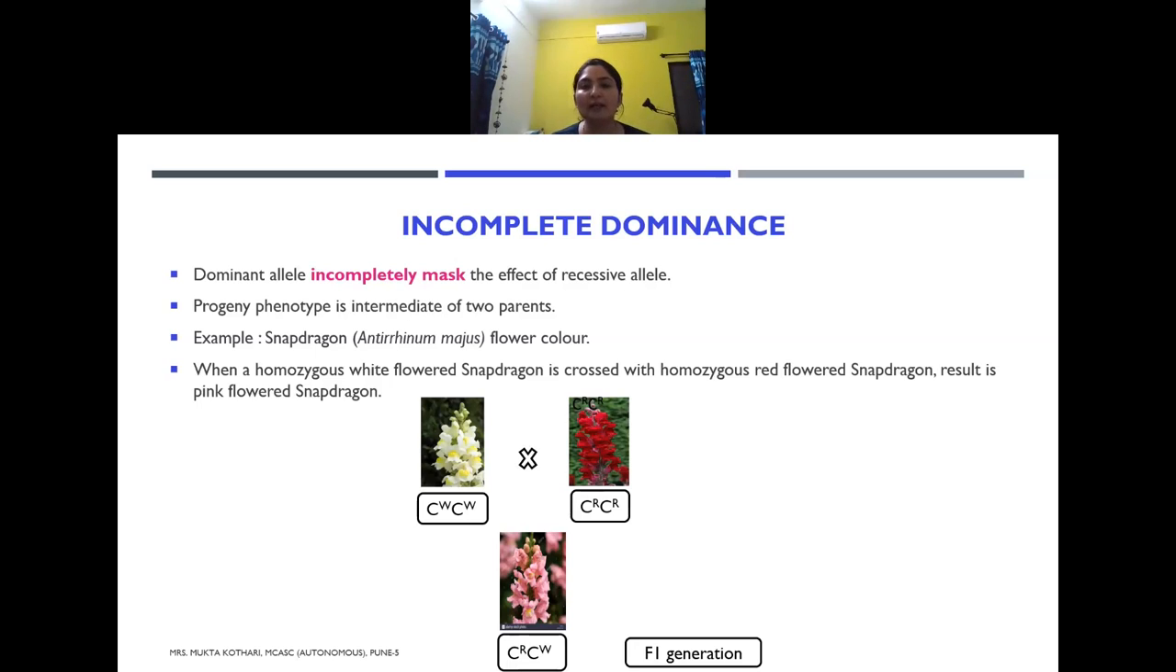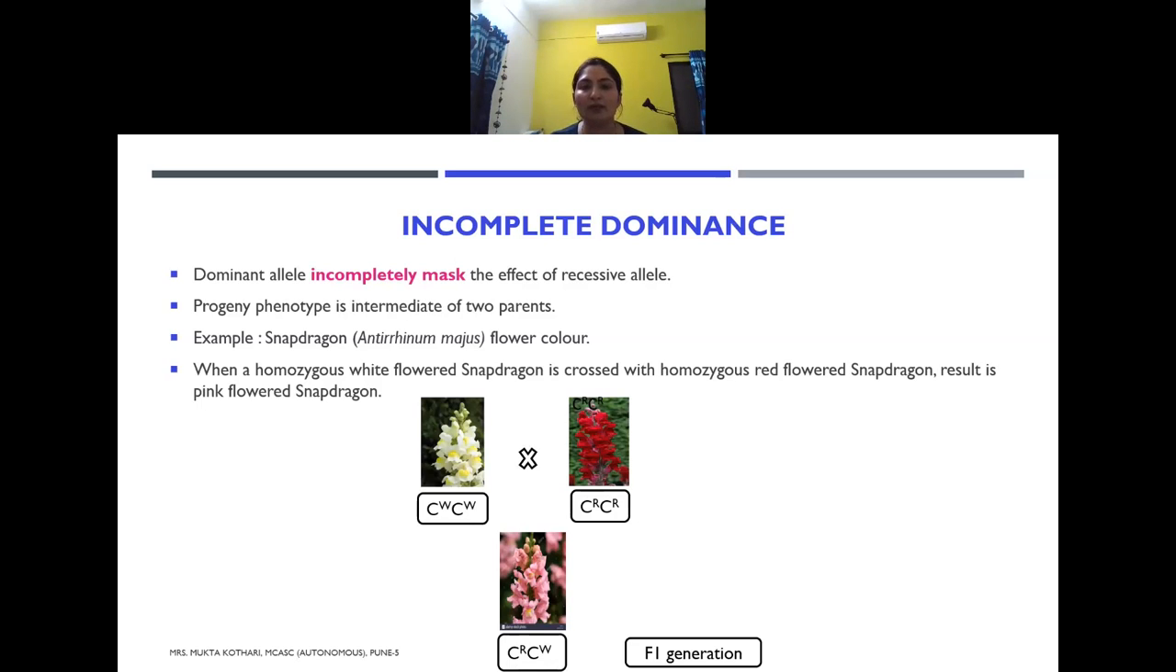But in incomplete dominance, what happens? The dominant allele is not able to completely mask the effects of the recessive allele. As a result, whatever progeny you get will show the intermediate of the two parents.